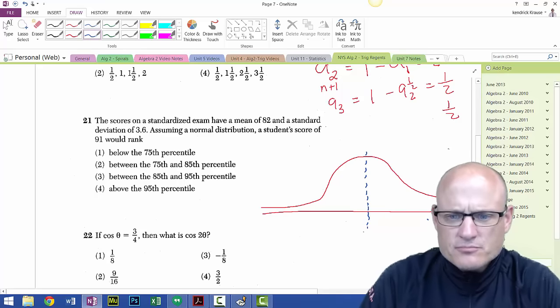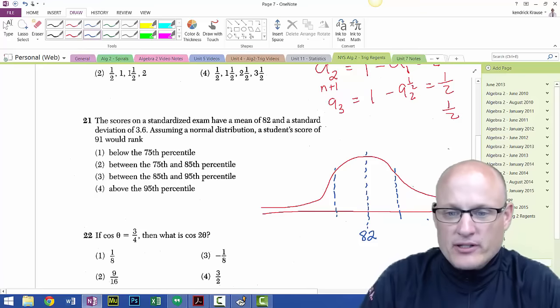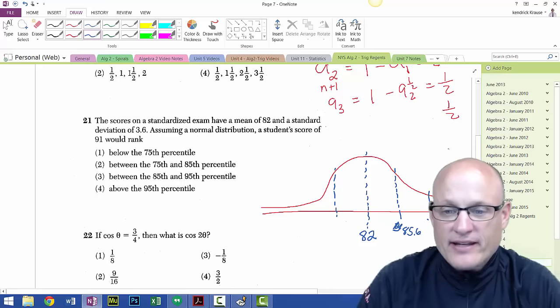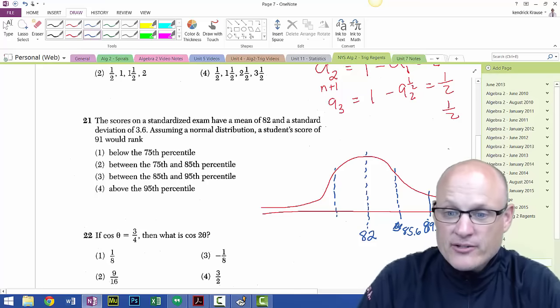All right, 82. We're going to add 3.6. I'm going to try to do this in my head. It's going to get ugly. Oh, how about 85.6? And then we're going to add another 3.6. Let's go. That's 89.2. And then we're going to add another 3.6. So that's 92.8. I feel like that's the temperature of my body, but I think it's 98.6.